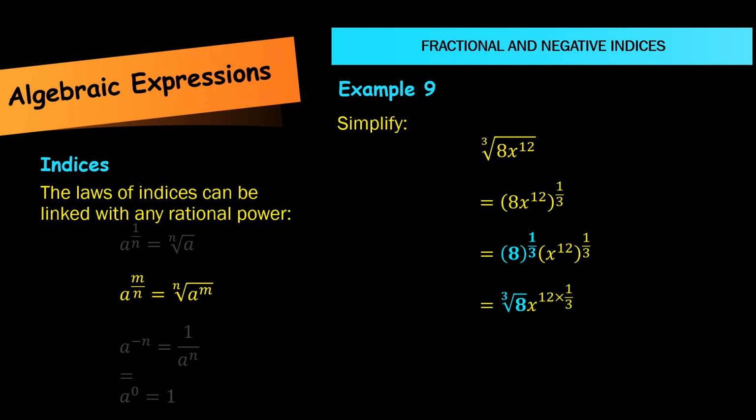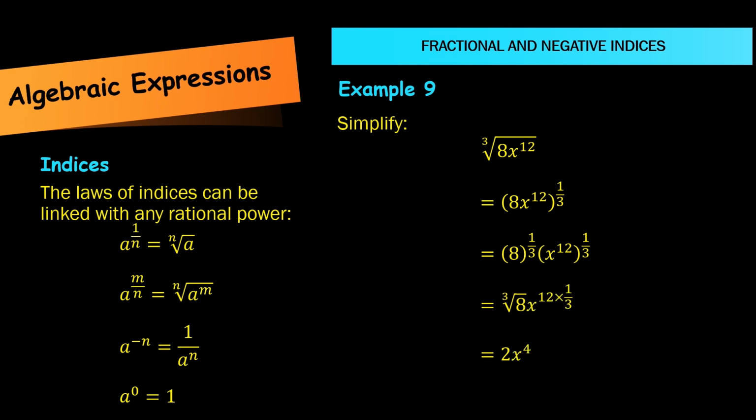And here we can multiply the powers and tidy up some more. And of course x to the 12 times 1/3 is x to the 4. Which gives us a nice neat solution of 2x to the power 4.